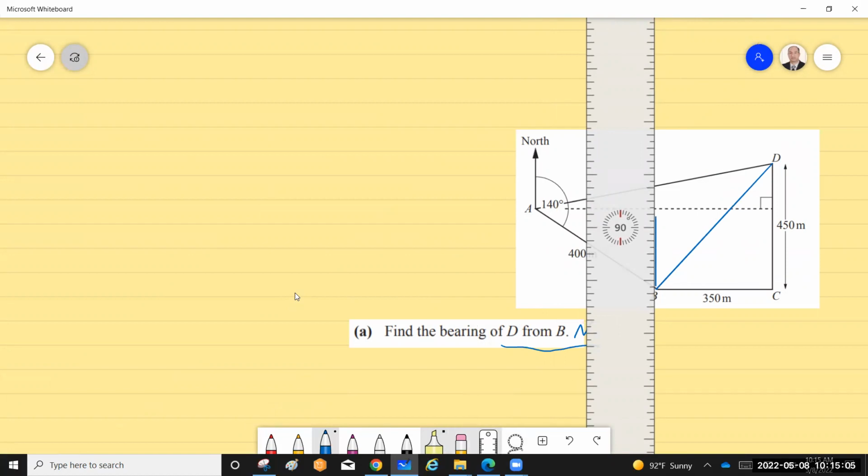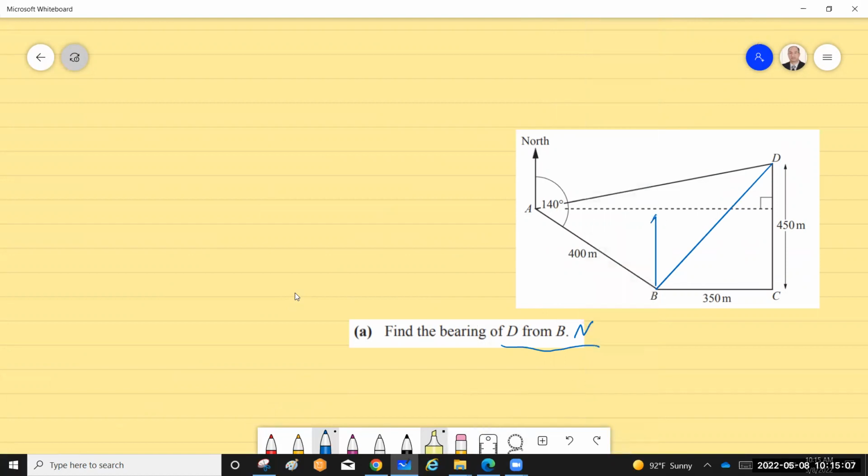Now find the bearing of D from B. As I told you, write N, the north direction, at the end of the sentence, and read the angle DBN. This is the bearing, theta. So the bearing of D from B is this angle theta. To find theta, this is a right angle, so you can find this alpha, for example.